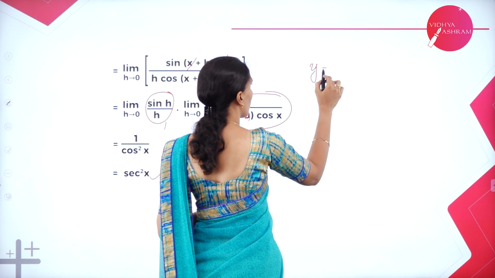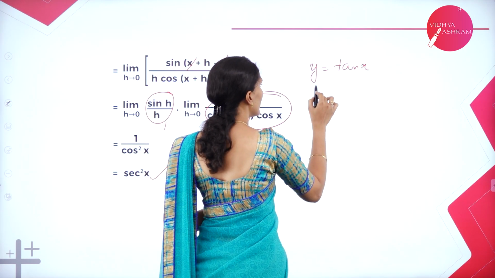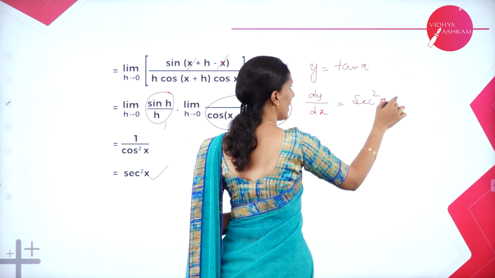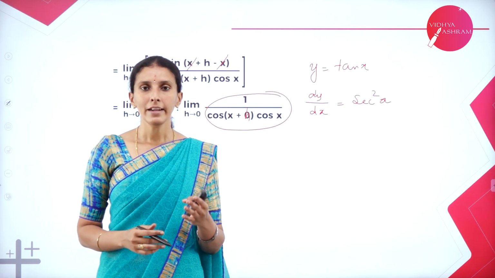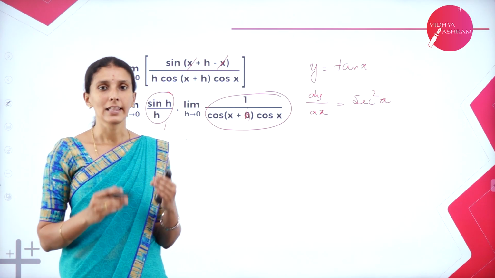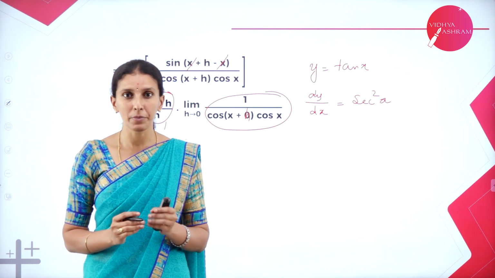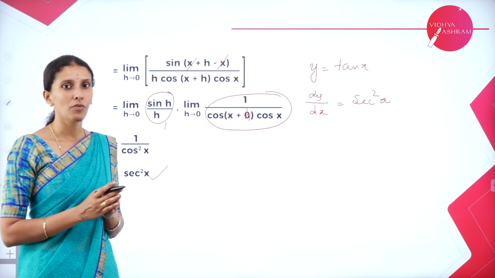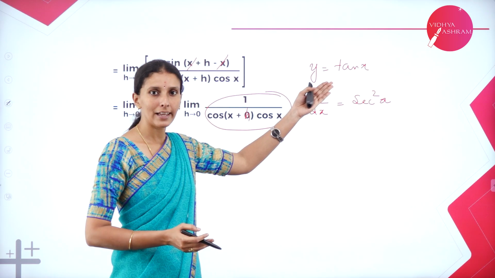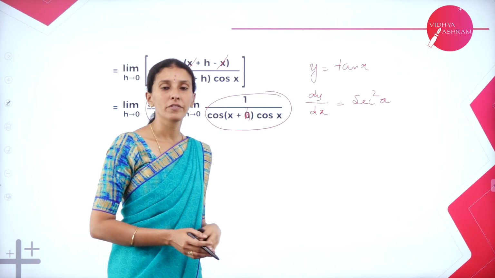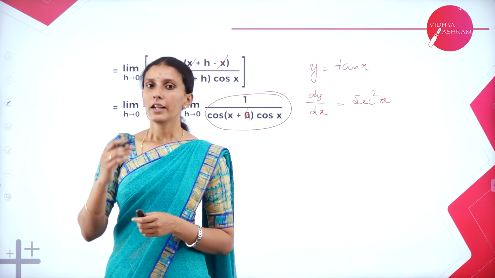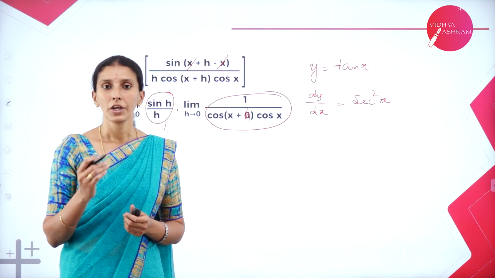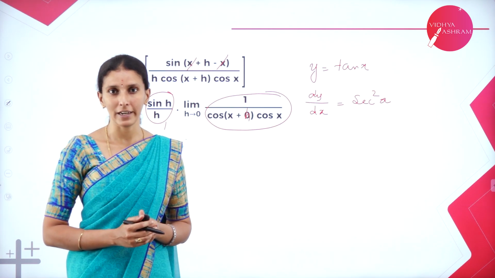So if y is equal to tan x, then we can write dy by dx is equal to secant square x directly. When they ask you to find the derivative of tan x using the first principle method, you have to follow this method completely. But when it is a 1 mark or 2 marks question, you can directly write that y equal to tan x gives secant square x. This is how we find the derivative of a function using the first principle of derivative.